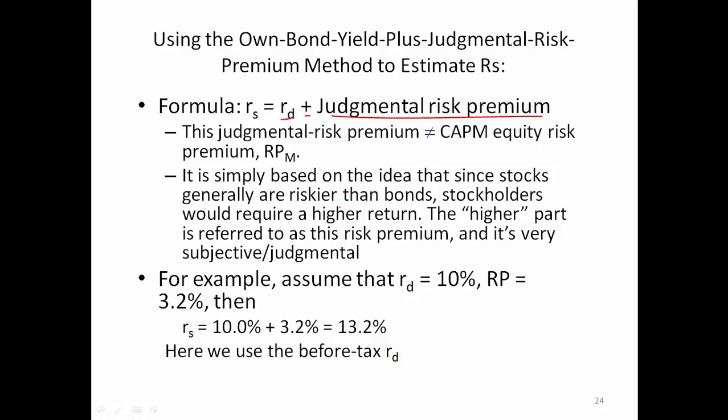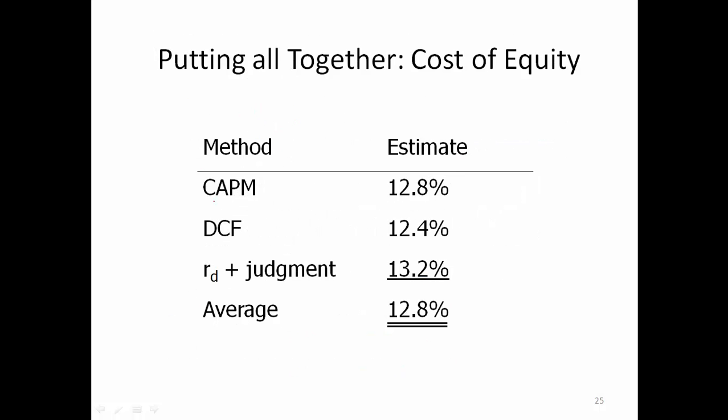and it's very subjective or judgmental. So for example, if we assume that the company's cost of debt is 10% and this judgmental risk premium is 3.2%, then the cost of equity is simply the own bond yield of 10% plus this judgmental risk premium, which gives us 13.2%. And notice here for the rd we use the before-tax cost of debt. So now we have tried 3 different approaches and they give us different estimates. With the CAPM model, we got a 12.8% cost of equity.